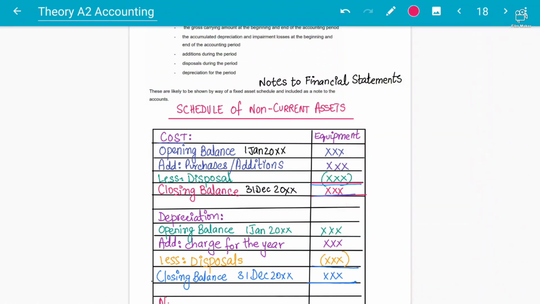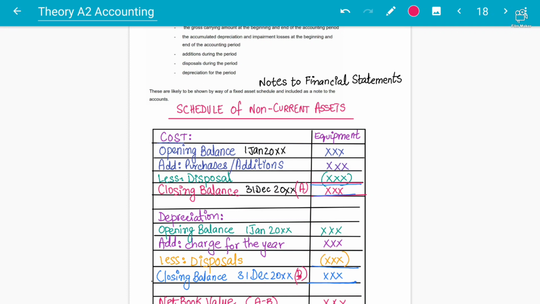The net book value will be this minus that. The net book value will be the closing balance of the cost, so let me write down this minus this. These two balances, let's say this is A and B here. So it's going to be A minus B, the net book value, that is cost minus depreciation. So you are going to get the net book value.